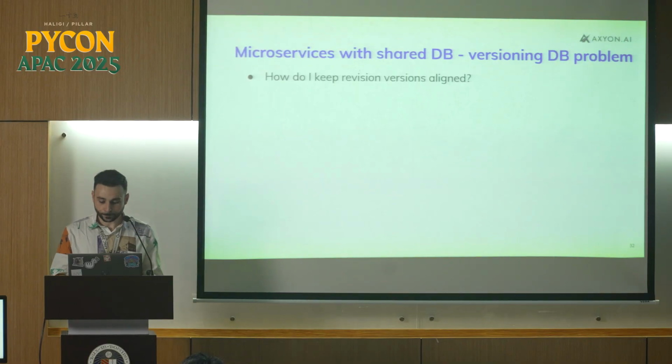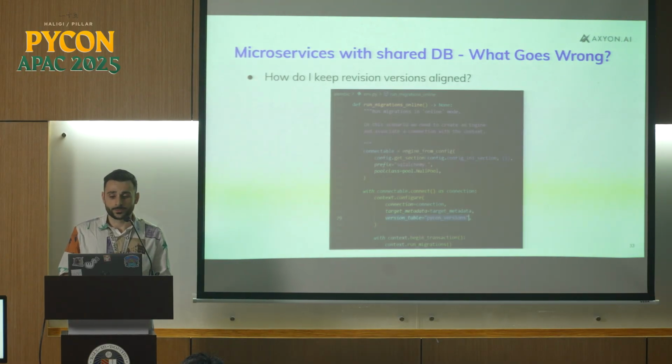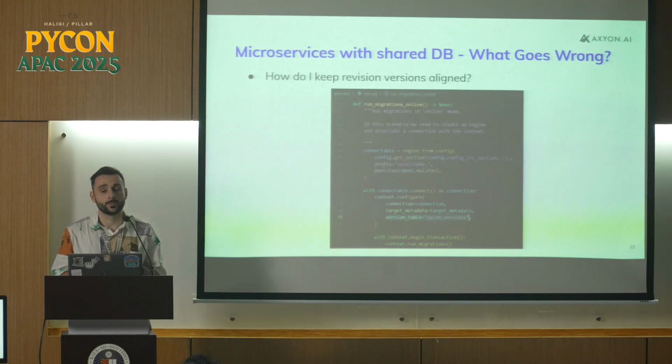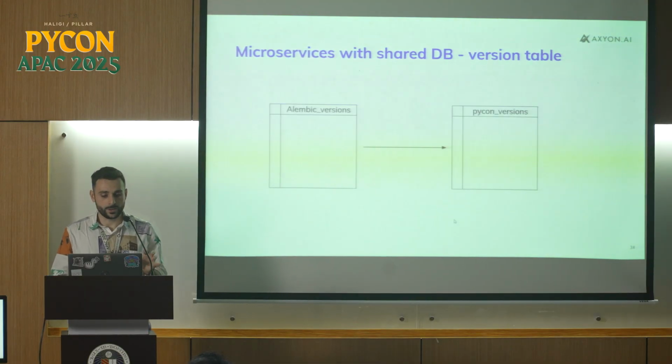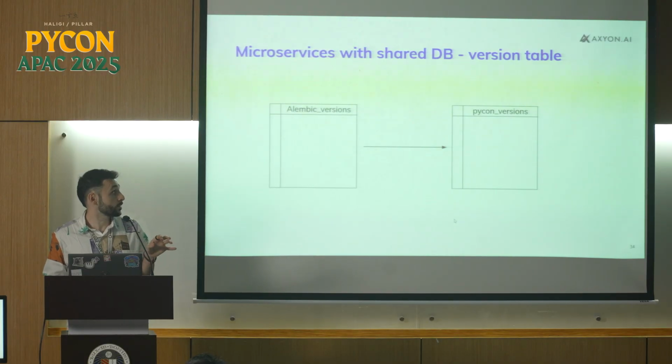So the solution comes from the file env.py, which is, again, the entry point that Alembic is using every time we perform the command alembic upgrade head. And here we can configure the context of the migration and set an extra parameter to it. We can say that the version table, I want it to be called pycon_versions. So basically, we are taking the alembic_version table and renaming it to pycon_versions.